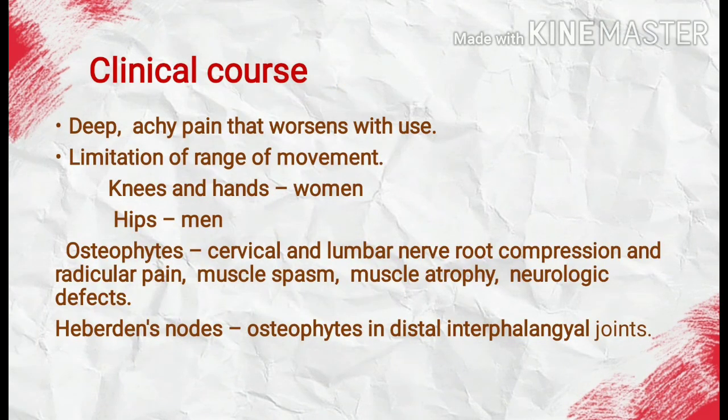Next we'll see about clinical features. Clinical features of osteoarthritis include deep achy pain that worsens with the use of the involved joint, and limitation of range of movements. As I've said, in osteoarthritis there will be a narrowed joint cavity, so it leads to limitation of the range of movements. In women, the most common involvement is the knee and hand, and in men it is the hips. As I've said, there will be osteophyte formation at the margins of the bones that might involve lumbar and cervical nerve root compression, and they may cause muscle spasm, muscle atrophy, and neurological deficits.